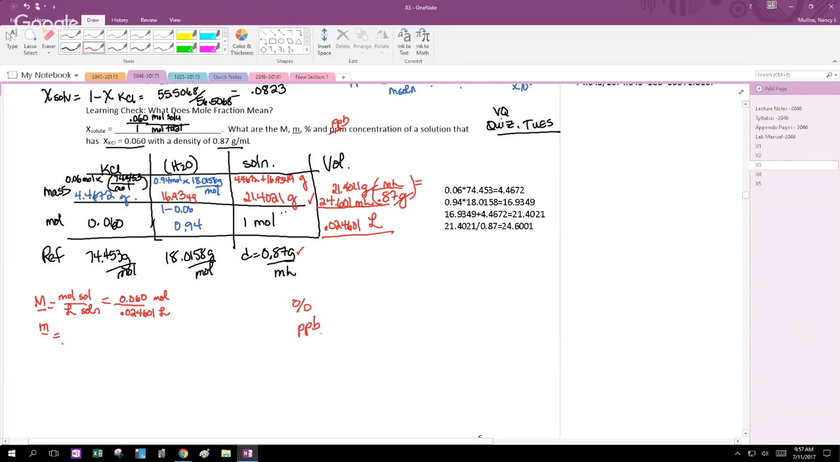What's the definition of molality? Moles of solute per kilogram of solvent. So 0.060. What we have up here was grams, so 0.0169349 kilograms.